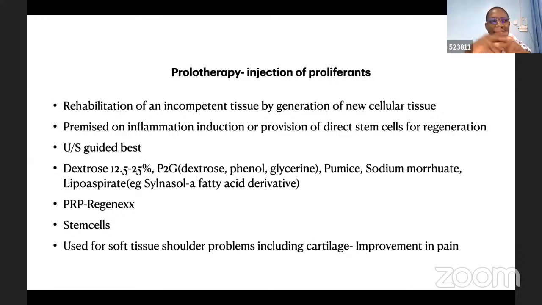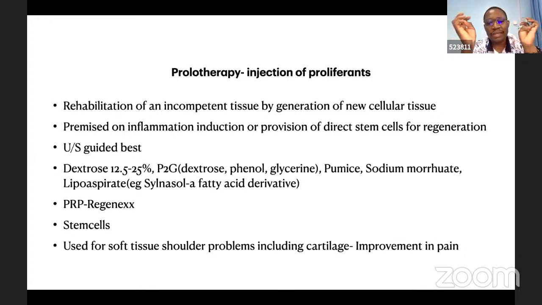Actually, when we microfracture after cleaning, you create a fresh bed, you drill, and then bone marrow comes out, and this gives stem cells there that cause proliferation of fibroblasts, and these fibroblasts make fibrofatty tissue that is able to act almost like cartilage. So this prolotherapy is aimed at regenerating these tissues, including torn tendons and cartilage that may be damaged.